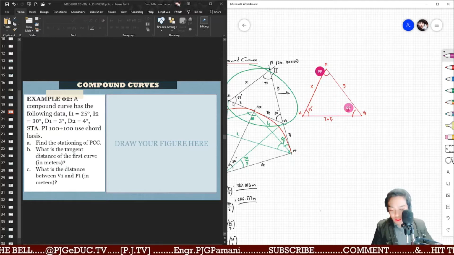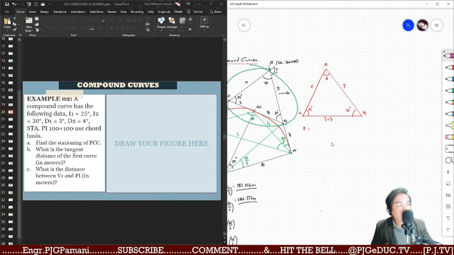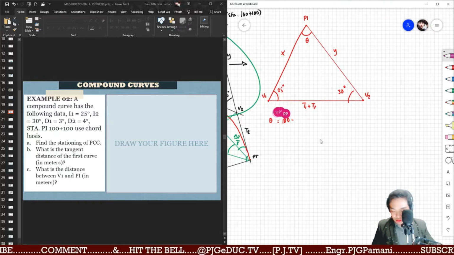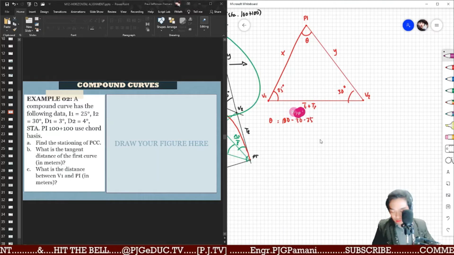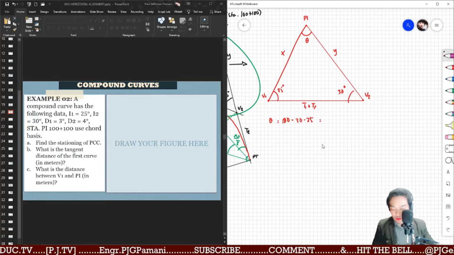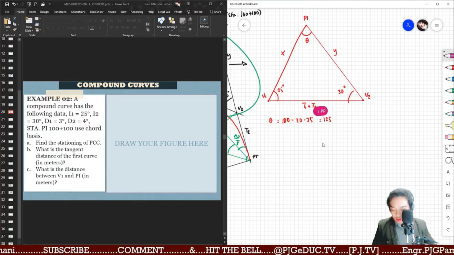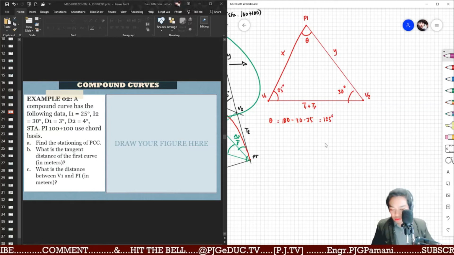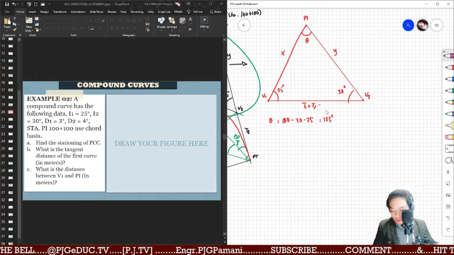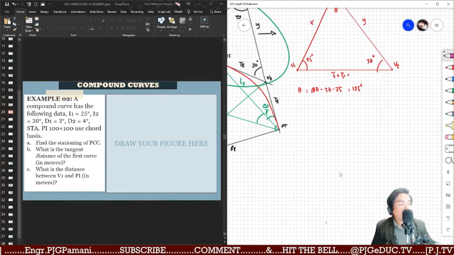Then this is theta, which you can immediately solve by simple triangular analysis. That is 180 minus 30 minus 25. So 55 minus 180, that is what? 125 degrees. Meron na tayo niyan. So, triangle lang po. Meron tayong T1 and T2, which has a total distance of 161.468.